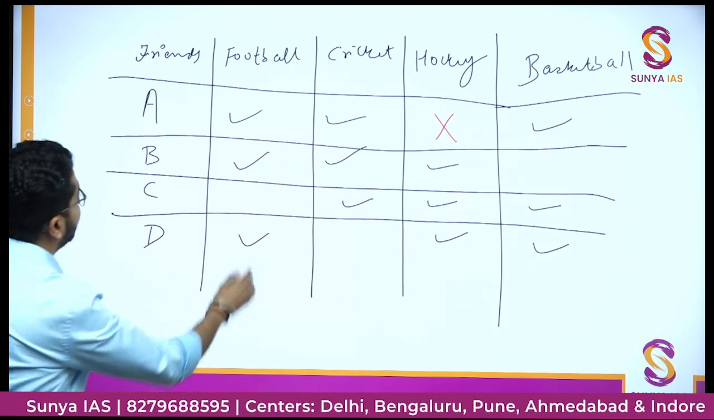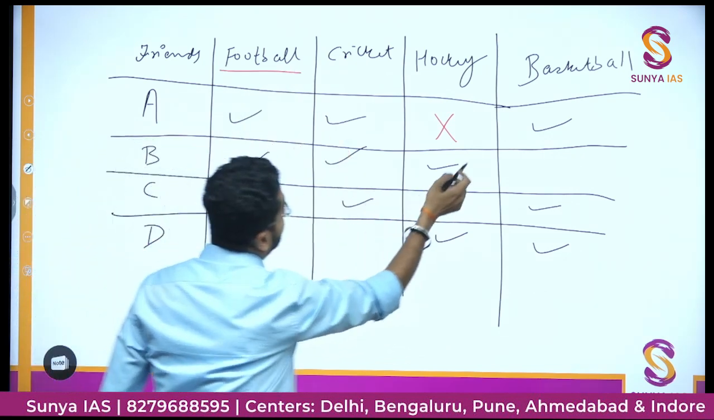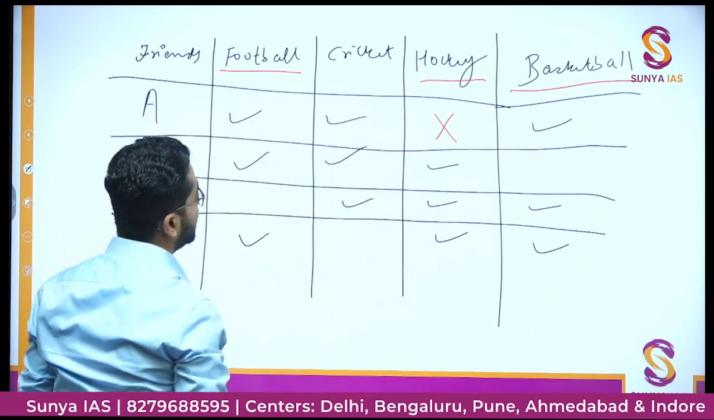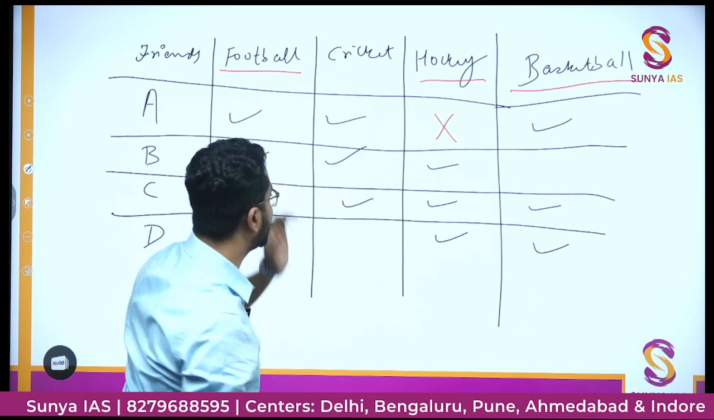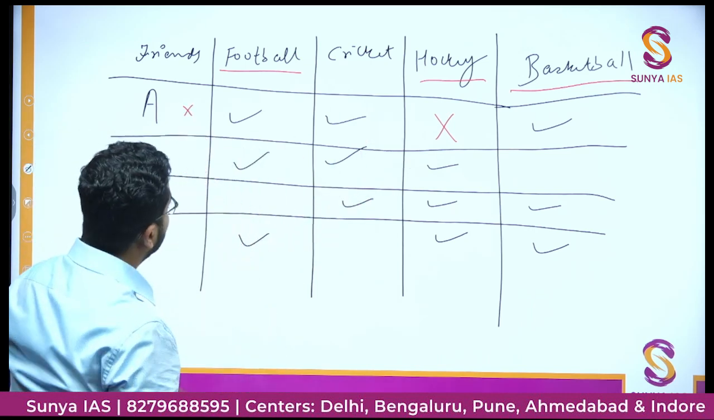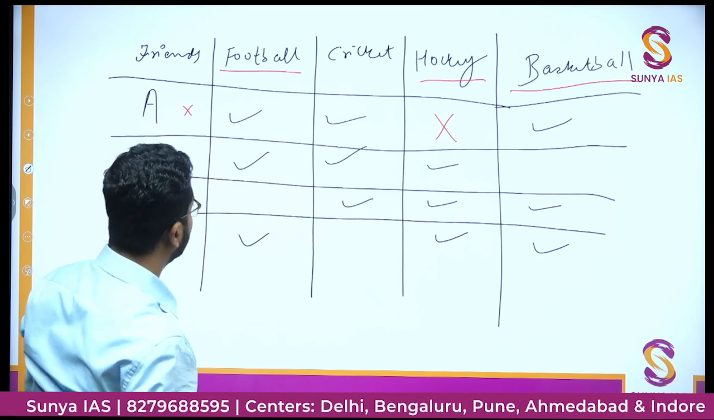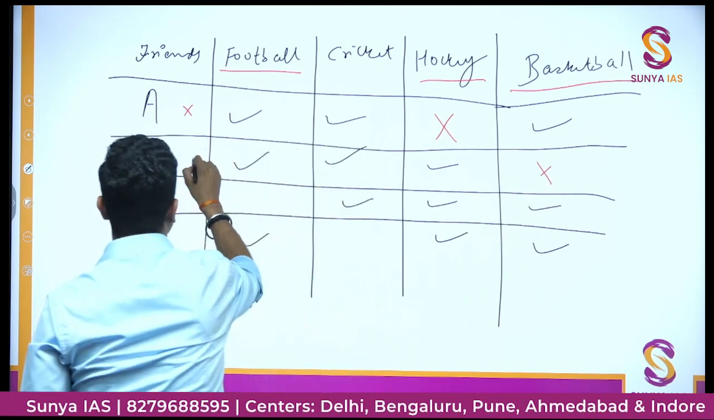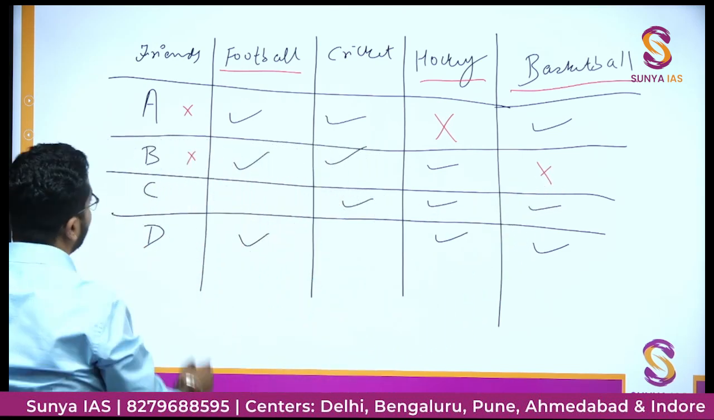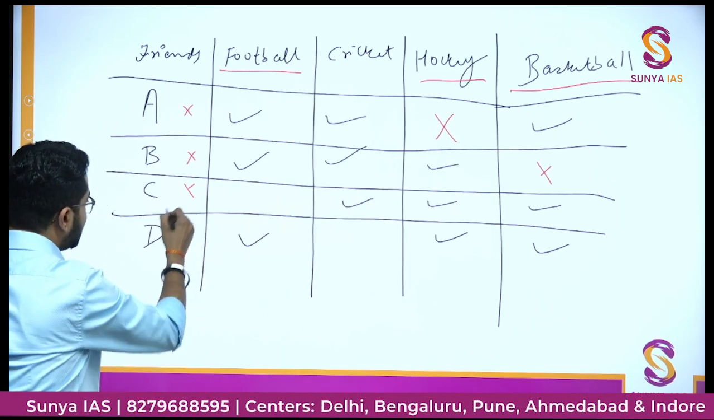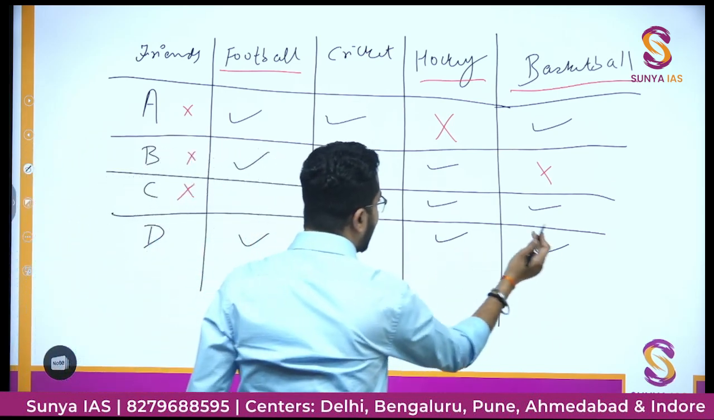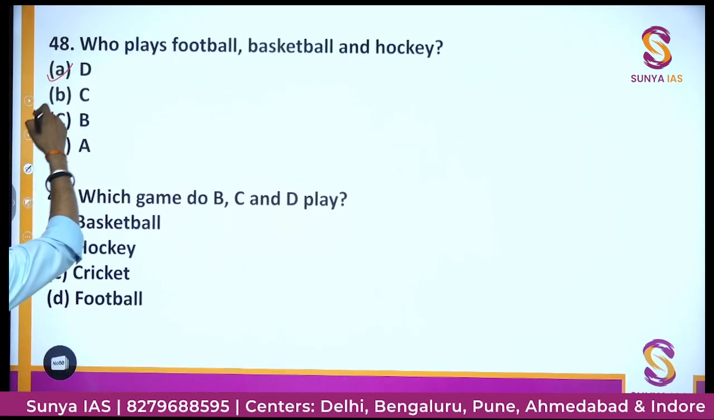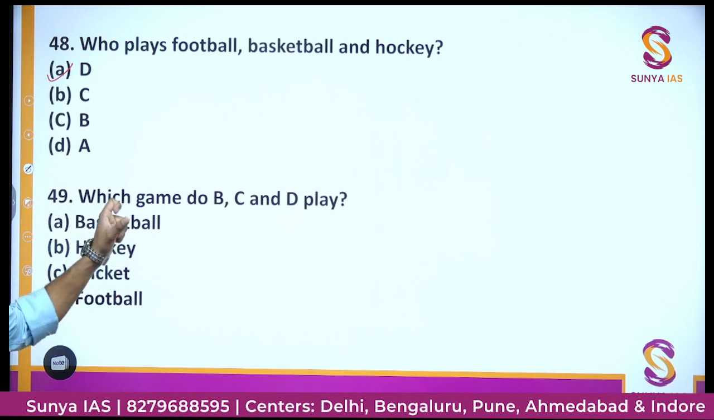Who plays football, basketball and hockey? So if we say football, basketball and hockey, A will not be correct because A is not playing hockey, so this is wrong. Here you can see B is playing football and hockey but not basketball, so this is also wrong. C is not at all playing football, so this is also wrong. Then D is playing football, hockey and basketball, so the correct option would be option D, that is D is playing football, basketball and hockey.